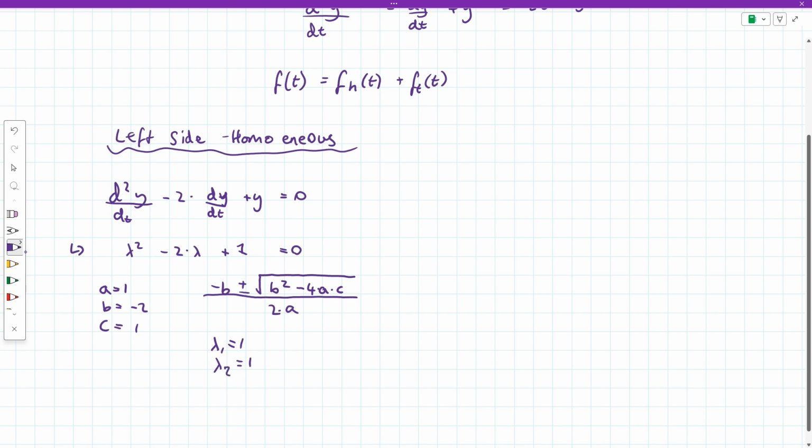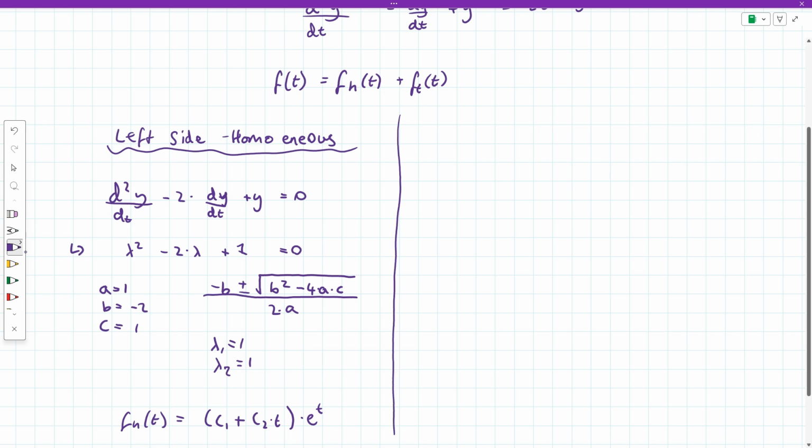When we recombine this to form our homogeneous general solution, that means we can get it in the form f of t is equal to c1 plus c2 times t times e to the power of t. This is obviously because lambda is 1, and I've subbed this in as writing this, so there's no need to write anything else.